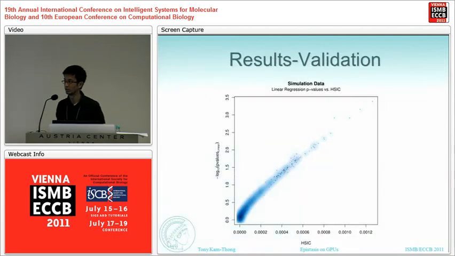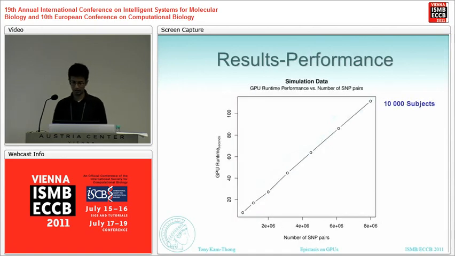In terms of validation, we still pin ourselves against the golden standard, which is the p-values of the linear regression on the coefficient term. In this case, as you can see, the x-axis is just the HSIC score, and it's an R-square of nearly 1, or I think 96.7%. But these are just simulation data. In terms of performance, it scales linearly based on the number of SNP pairs we're doing. Note that this is for 10,000 subjects, and it scales really linearly.